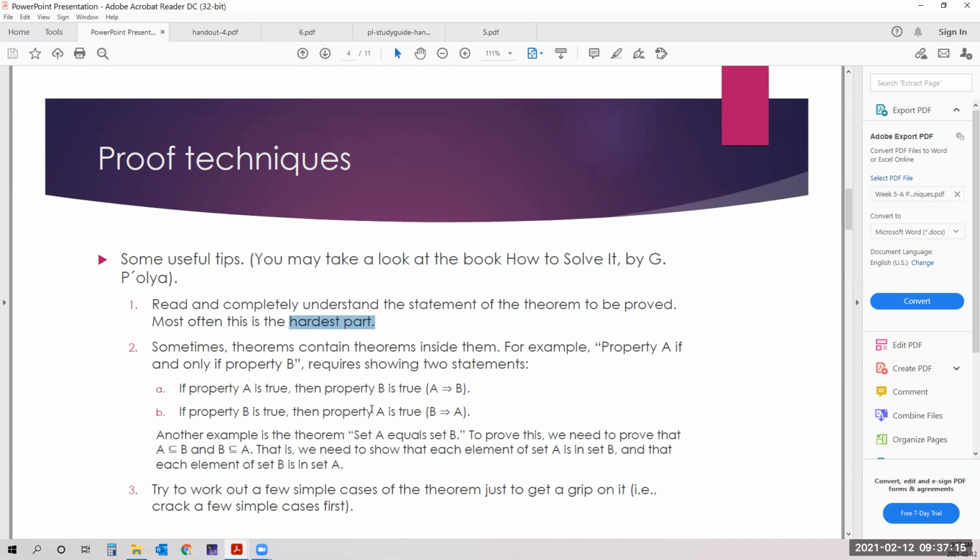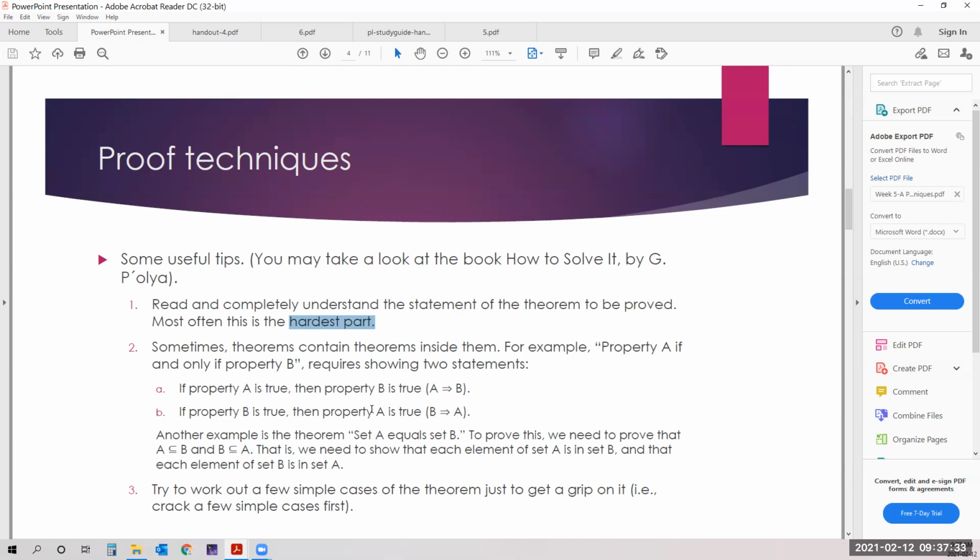Another example is a theorem: set A equals set B. To prove this, we need to prove that A is a subset or equal to B and B is a subset or equal to A. That is, we need to show that each element of set A is in set B and vice versa.